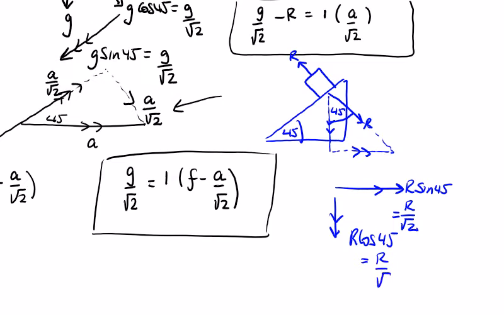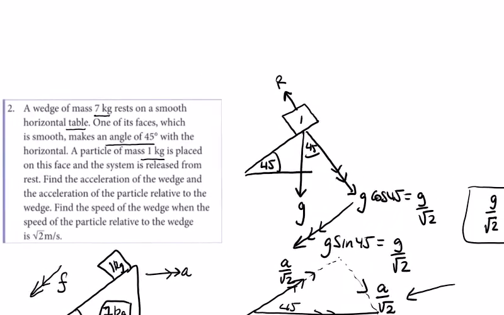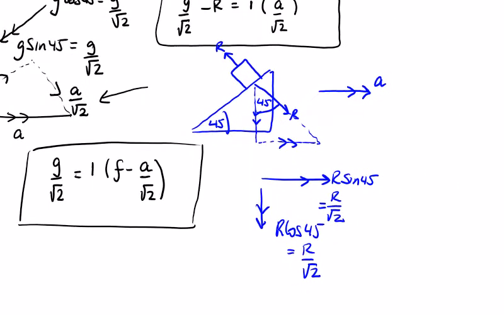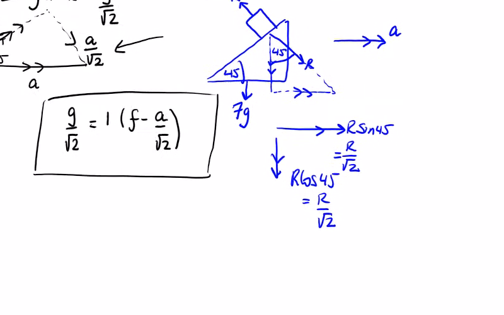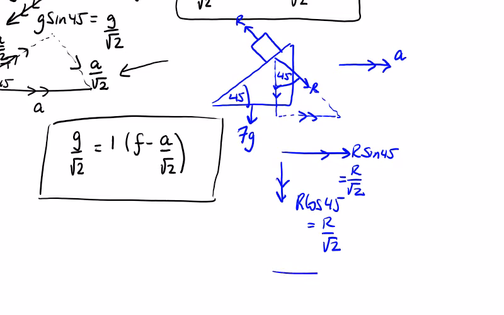The acceleration of my wedge is A, and the mass of my wedge I think is 7. So let me double check. 7. So the mass is 7, so 7g coming down this way. So let's look at my forces in this direction. I just have R over root 2. So R over root 2 is equal to ma, 7A.